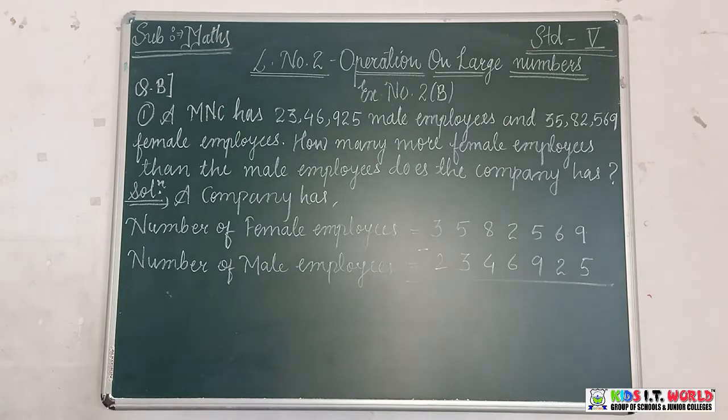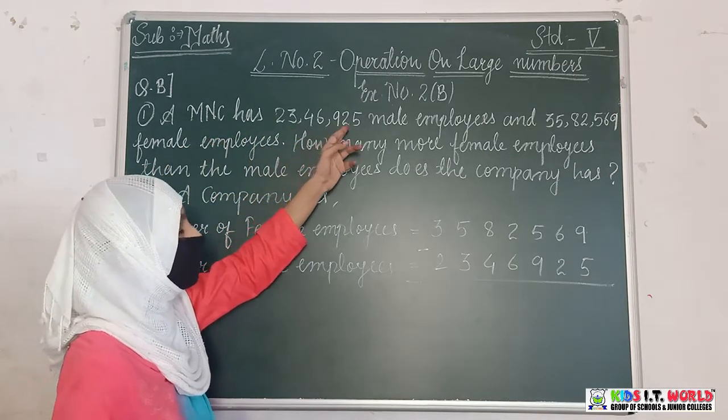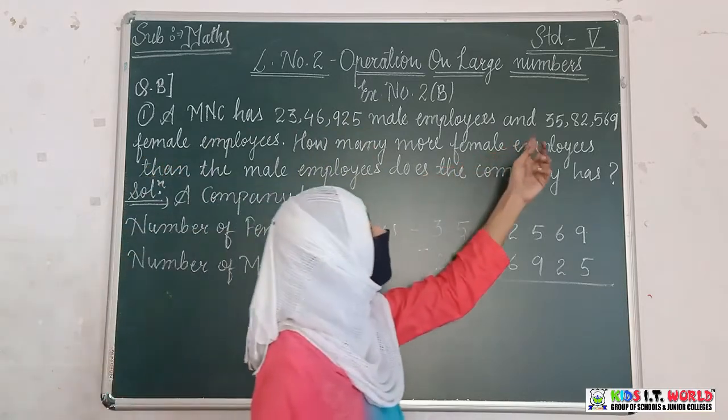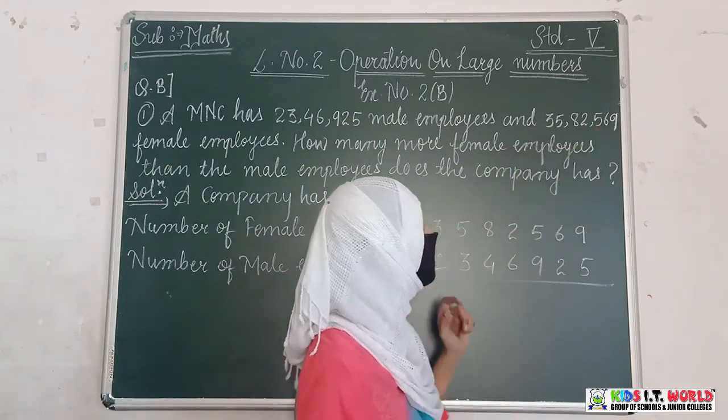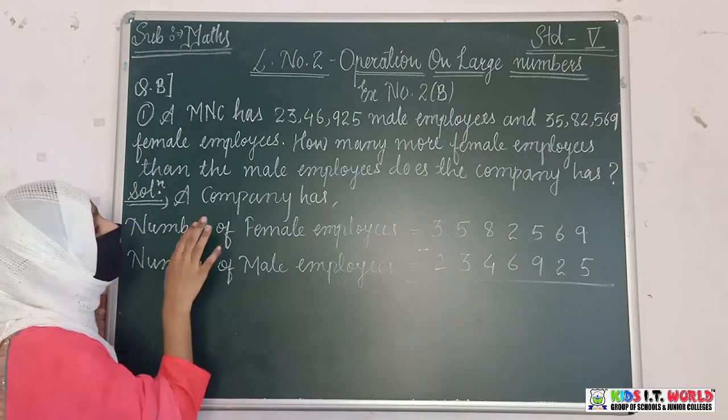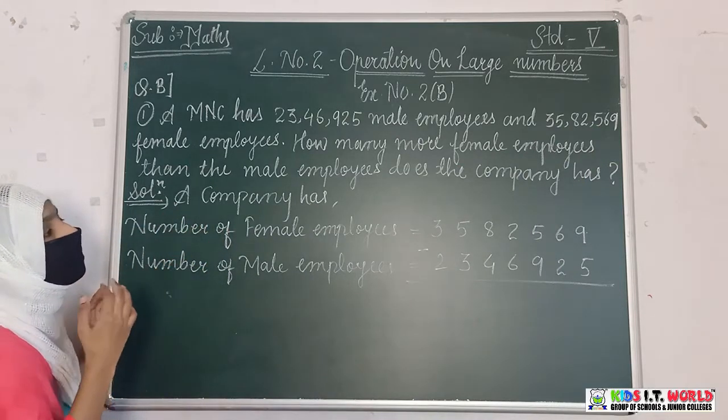So here a MNC company is there and it is having male employees 23,46,925 and how many female employees? That is 35,82,569. So what you have to find? You have to find how many female employees are more than male employees.